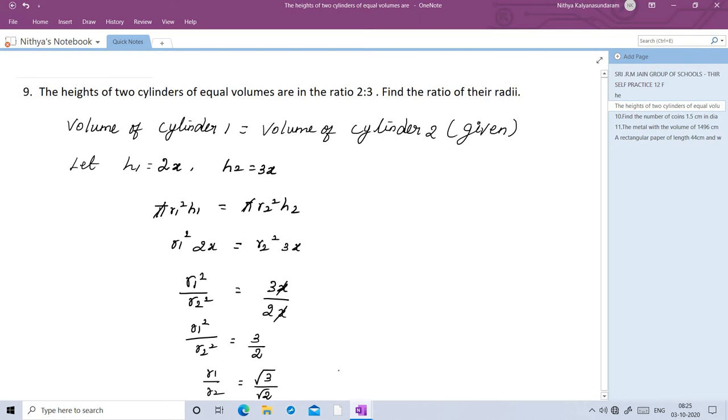The ratio of the radius, therefore, the ratio of the radius is root 3 ratio root 2.